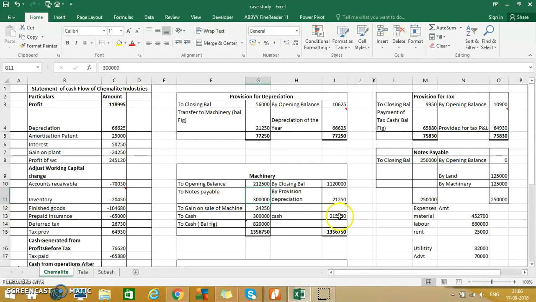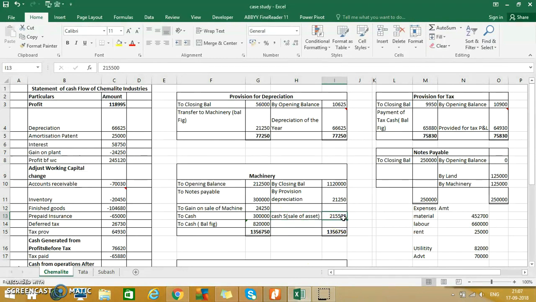Now I have all the numbers plugged in, 1, 2, 3. Now where did I get this number? I have sold away the plant and machinery, which is given in point number 6. Refer to point number 6 in your case. It says that the asset is sold away for 2,15,500, and that is what it is. Whenever you sell away an asset, you have to take it on the credit side. Sale of asset. When you buy the asset, take it on the debit side. When you sell the asset, take it on the credit side.